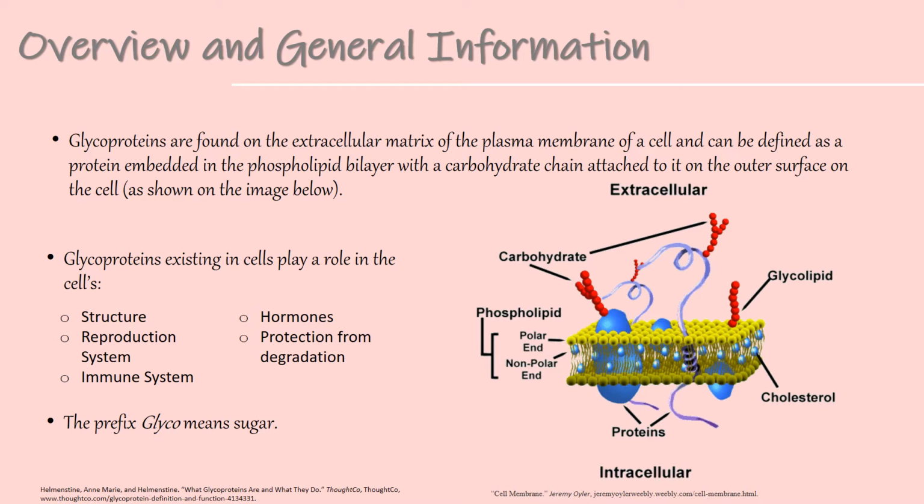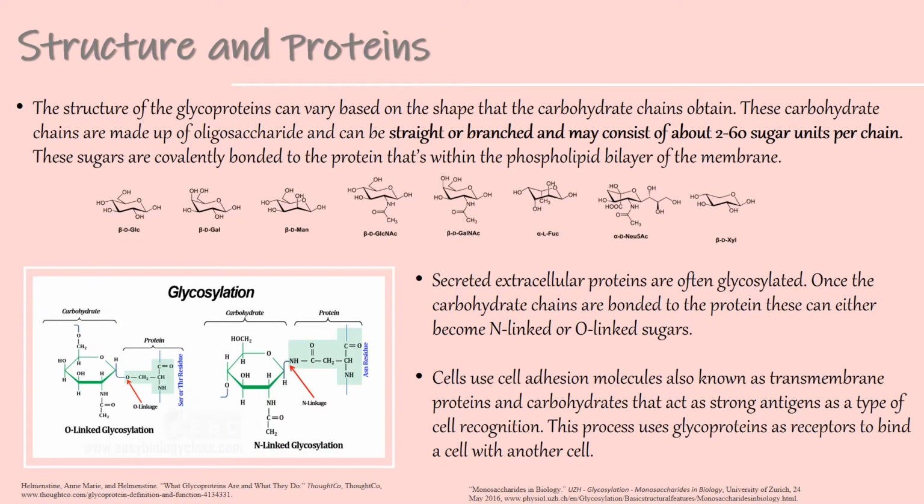And the word glycoproteins comes from the prefix glyco, which means sugar, and since it's combined or bound to a protein, they form the word glycoproteins. The structure of glycoproteins can vary based on the shape that the carbohydrate chains obtain. These carbohydrates are made of oligosaccharides that can be straight or branched and may consist of about 2 to 60 sugar units per chain, and some of these sugar units are shown below this bulletin. These sugars are covalently bonded to the protein that's within the phospholipid bilayer of the membrane.